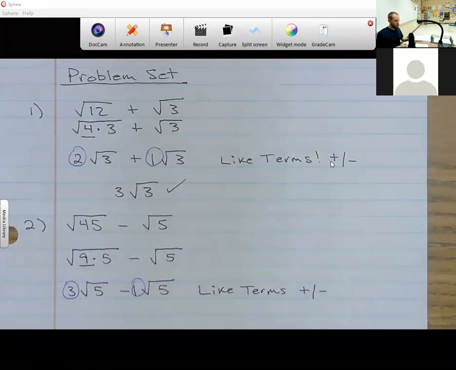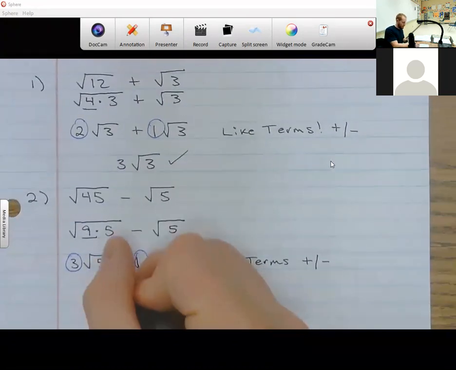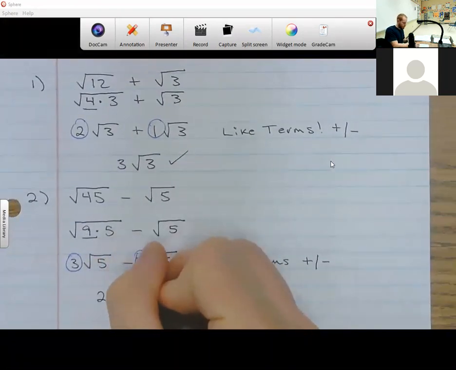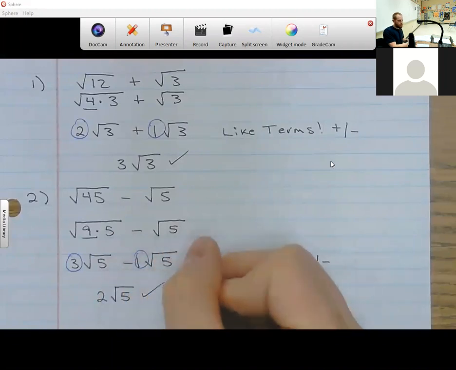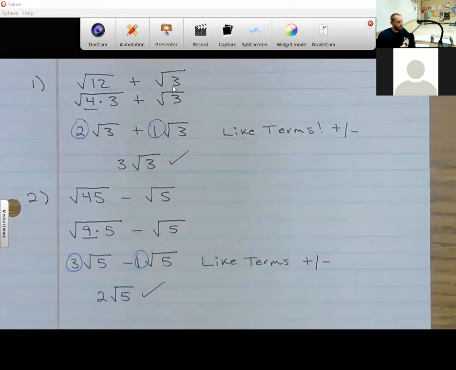What's 3 minus 1? Well, that's just going to be 2, right? So I'm going to have 2 times the square root of 5, and I'm done. So that's how you add and subtract when you're doing square roots.